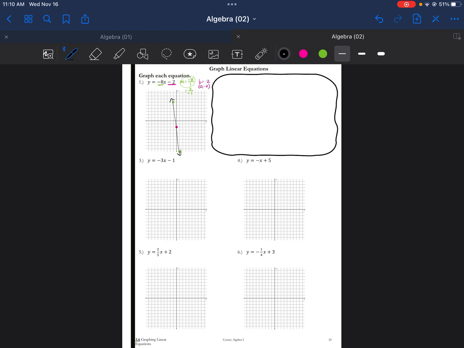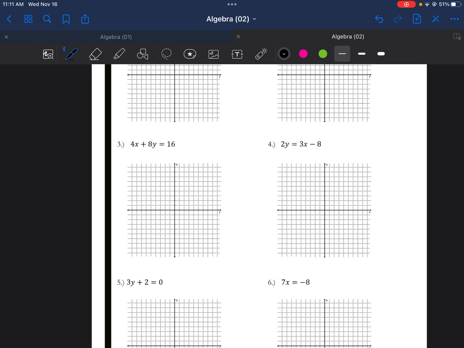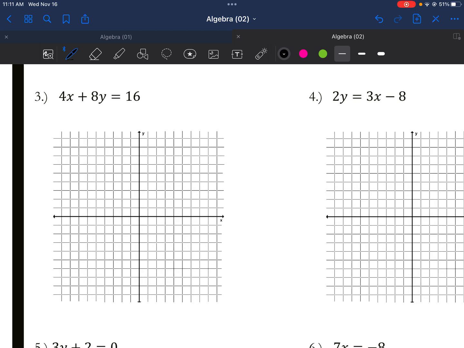But let's go to page 21 because over there, take a look at this. Number 3, let's do specifically number 3. That is not set up the way I need it to be. I need to subtract 4x. I need to solve for y. So then I get 8y equals -4x plus 16. Divide everything by 8. I get y equals -1/2 x plus 2.